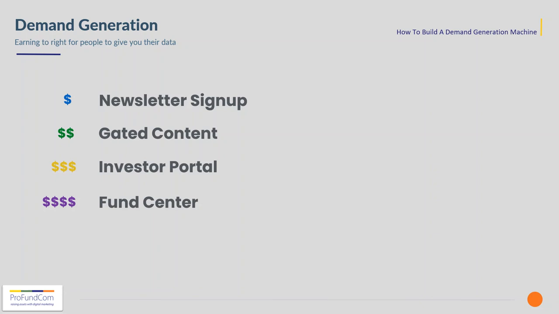We do get asked how many campaigns we need to run before an investor even considers looking at a new fund. Historically, to get a newsletter signup and gated content, you're looking at about 7 to 11 touches. So demand generation has to be a machine, because you've got to be building out this content on a regular basis.